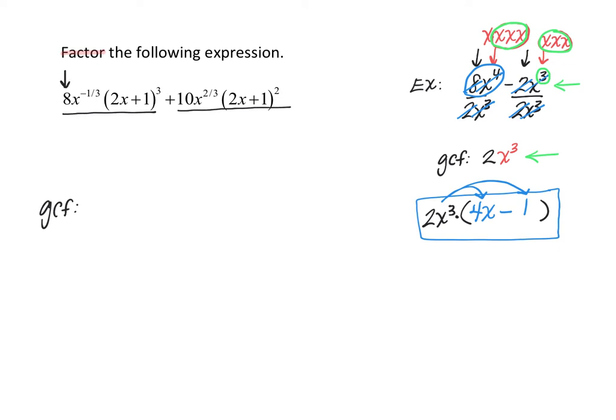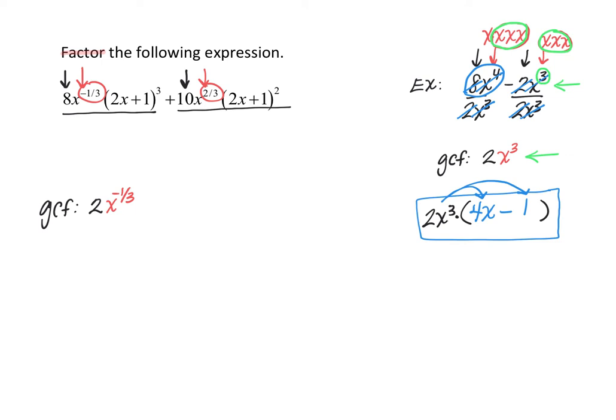So again, between the 8 and the 10, the greatest factor that divides in evenly would be 2. Then we have x to the negative 1/3 and x to the positive 2/3. So here's a great example where we have a base of x. They're both a base of x, but we have an exponent of a negative 1/3 and an exponent of 2/3. So here we're going to take the smaller exponent. So the smaller exponent is going to be the negative 1/3. Therefore, x to the negative 1/3 will be our greatest common factor between those two terms.